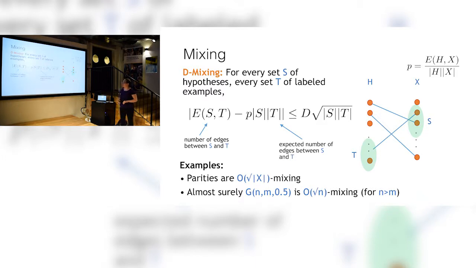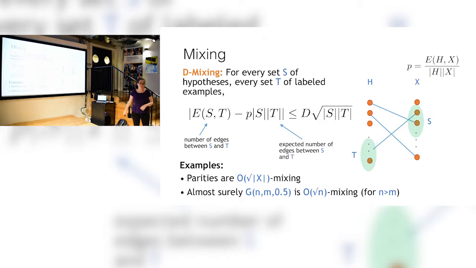Okay, so some examples of mixing graphs. Parities, the problem that I told you is known to be hard, is actually a really good mixing graph. It's really close to being random. And another nice thing is that if you take a random graph, it most likely is going to be a really good mixing graph. And good mixing means it's hard to learn? You will see in a second.